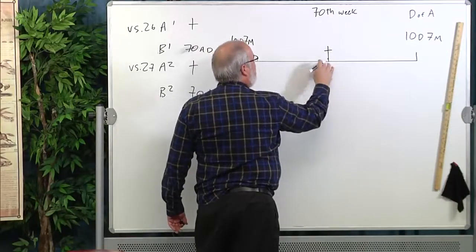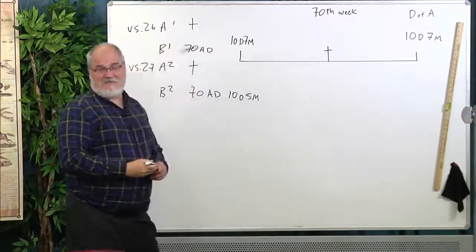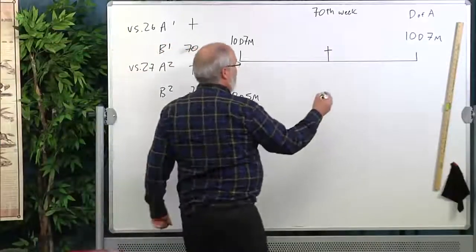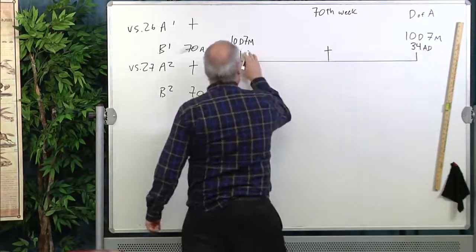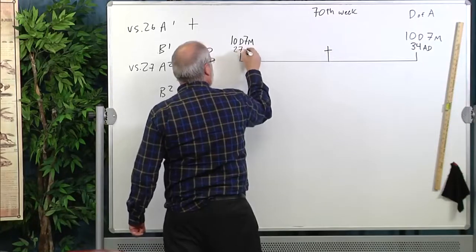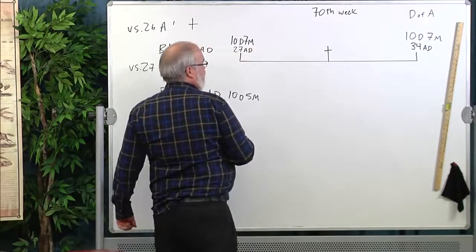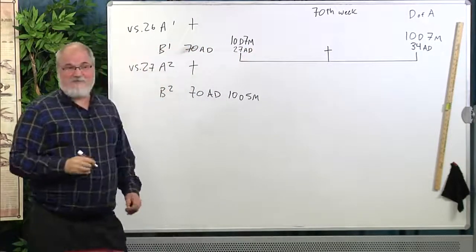Now, does anybody know when Jesus is crucified? What date he's crucified? Because if he's crucified in the middle of this, we're going to see how in the middle he is crucified. So we have the 10th day of the 7th month beginning and ending this 70th week. So it's a period of 7 years. This would be, of course, 34 AD, and this would be 27 AD. So when is Jesus crucified?